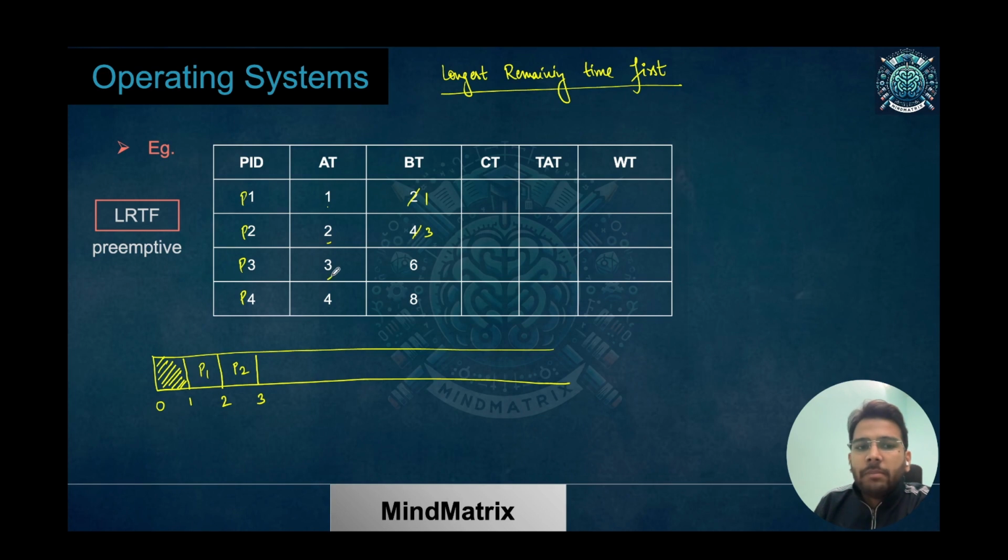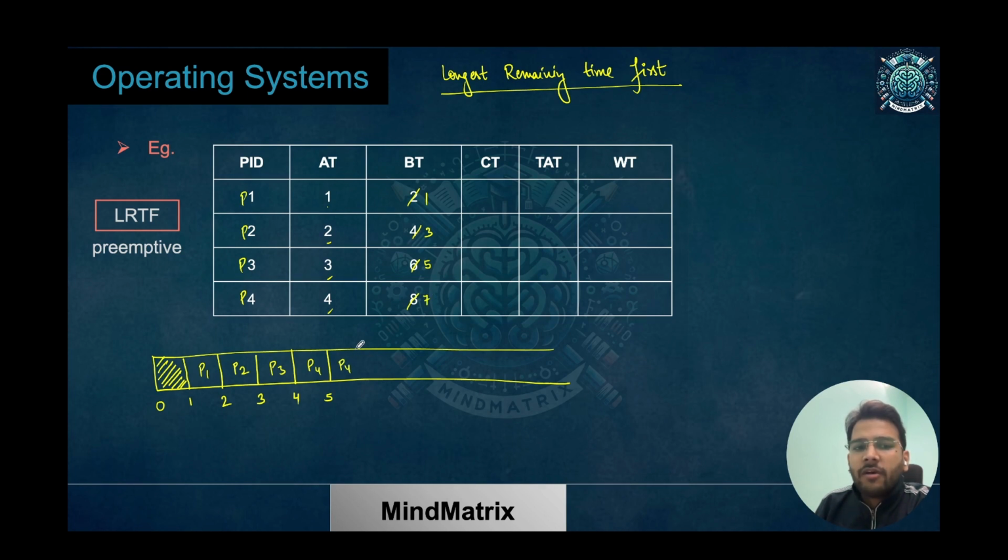Now at 3 units of time, P3 has also arrived. So we can schedule the P3 process now. If you see here, for 1 unit of time we are going to schedule it. So here we will be getting 5. Now at 4 units of time, P4 has also arrived. And you can see P4 has the longer burst time, the largest burst time. So we can schedule P4 now for 1 unit of time. So this is going to be 7.